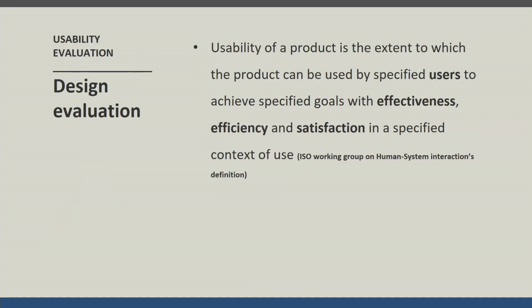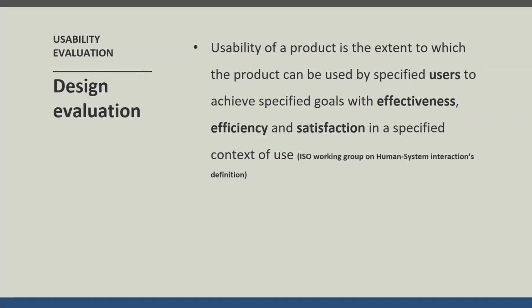Now, one of the aspects, as you had seen in the earlier slide, is the usability, experience and the design in general. One of the very essential aspects which a lot of these formative evaluation methods are focused on is usability. So let us understand the definition of usability from the ISO working group on human system interaction. What they say is, usability of a product is the extent to which the product can be used by specified users to achieve specified goals with effectiveness, efficiency, and satisfaction in a specified context of use.